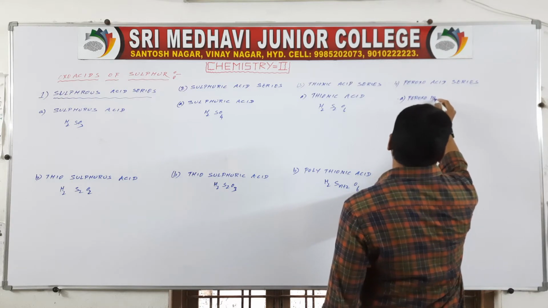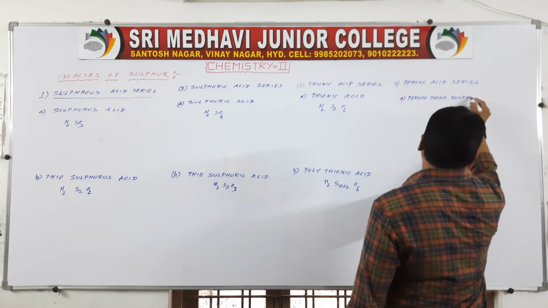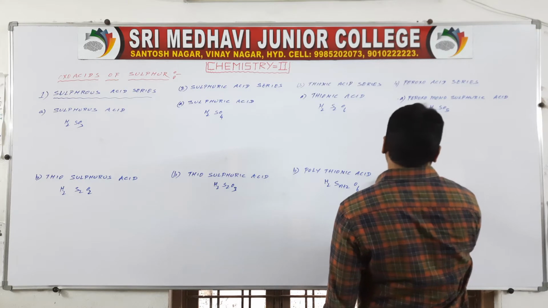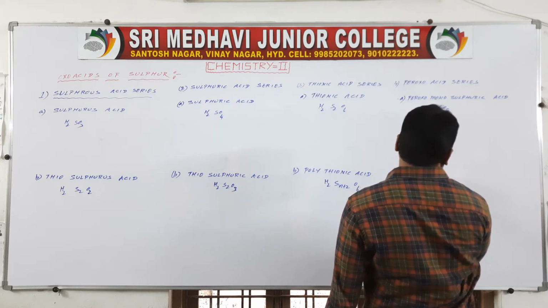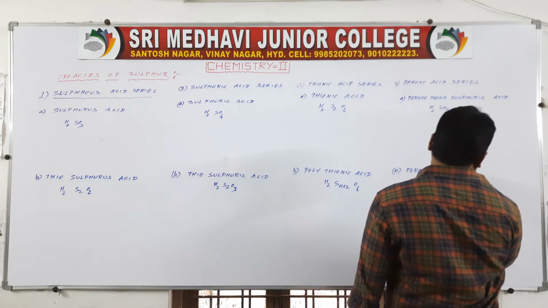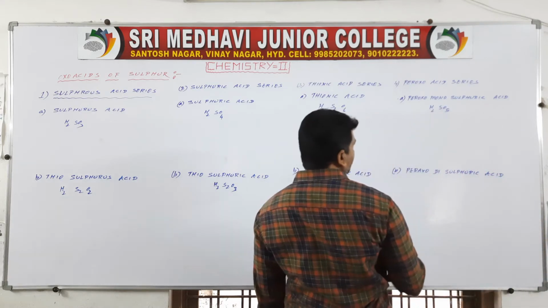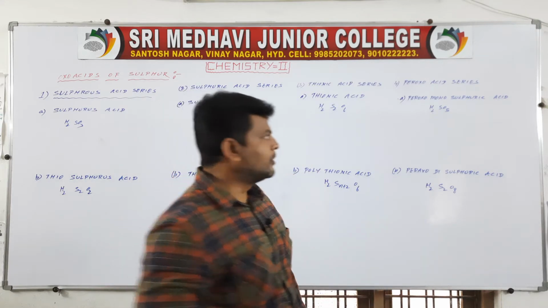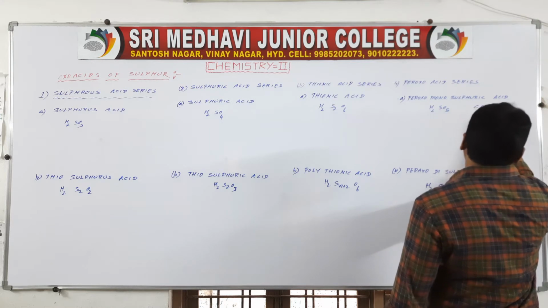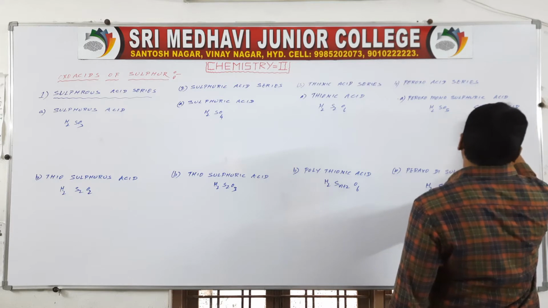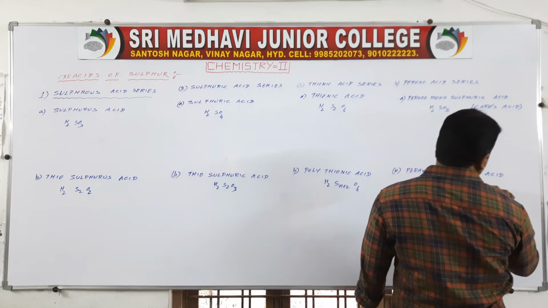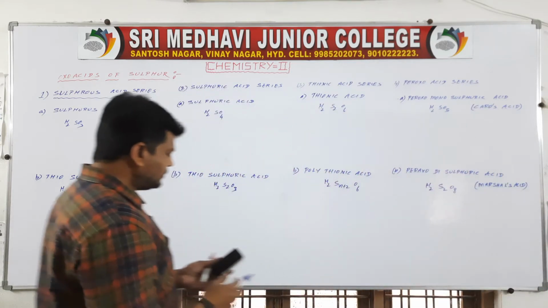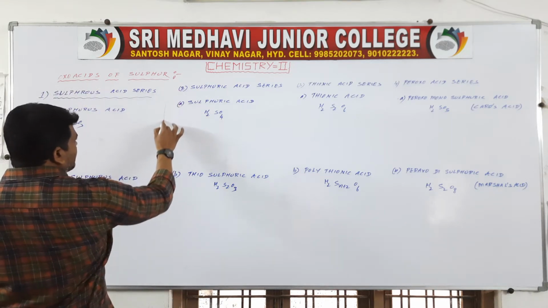Then the peroxo acid series has two types of acids. The first one is peroxomonosulfuric acid, formula H2SO5. And the second one is peroxodisulfuric acid, formula H2S2O8. It is also called Caro's acid, and it is also called Marshall's acid.